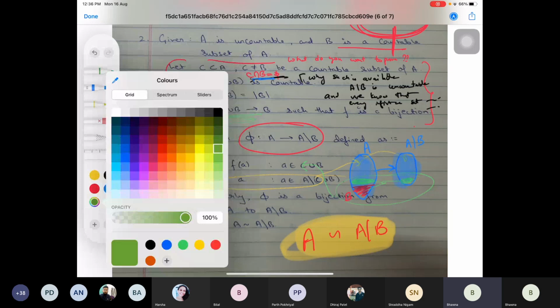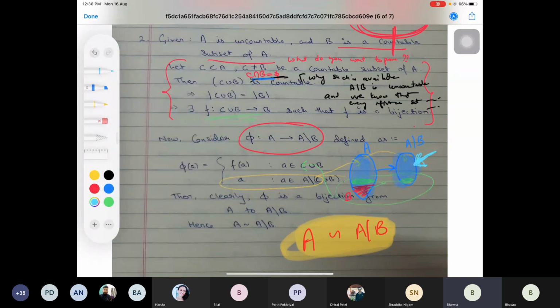I am taking something from A minus B which is countable. This part is countable. And why am I choosing it countable? Because I know B is countable, and a countable union of countable sets is countable. So this complete set will have a bijection with this small set. That is the way I have dealt with B. Anything that is in C union B, I'll map it to just C, because I have already a bijection between them.